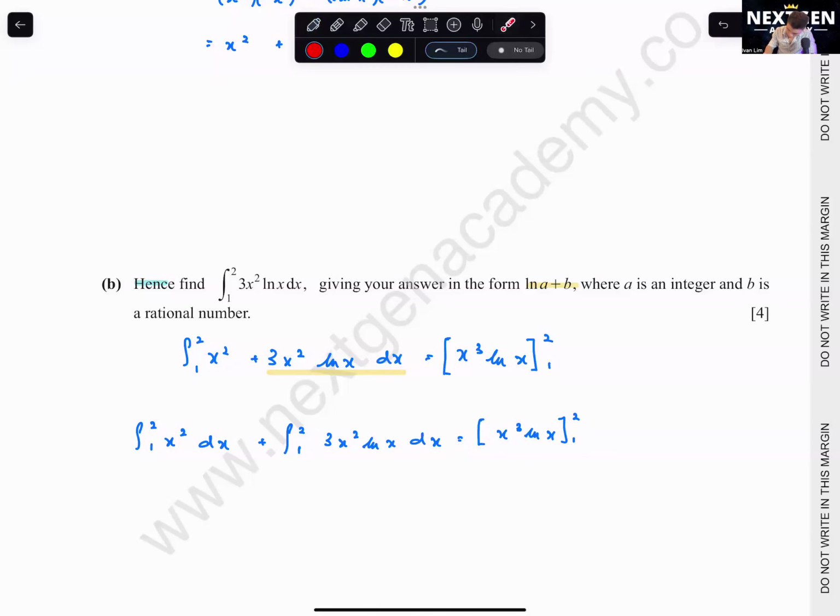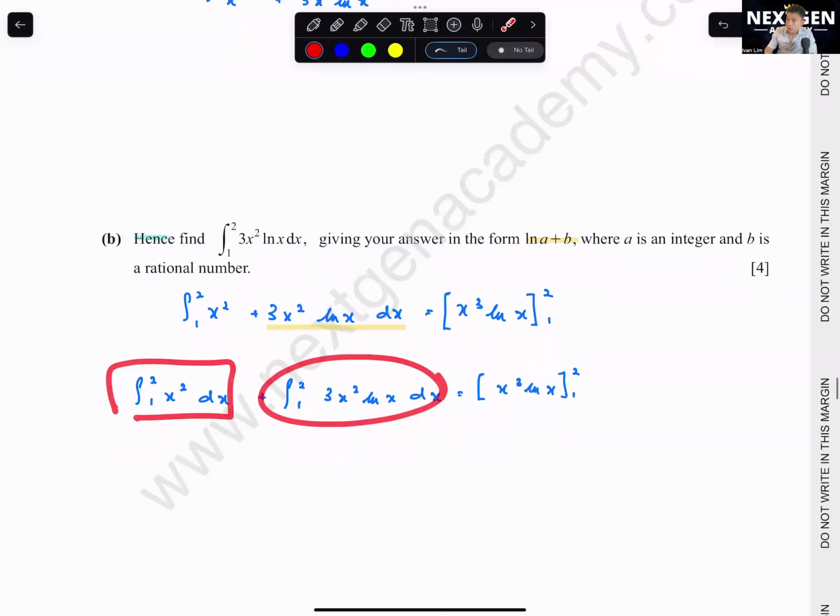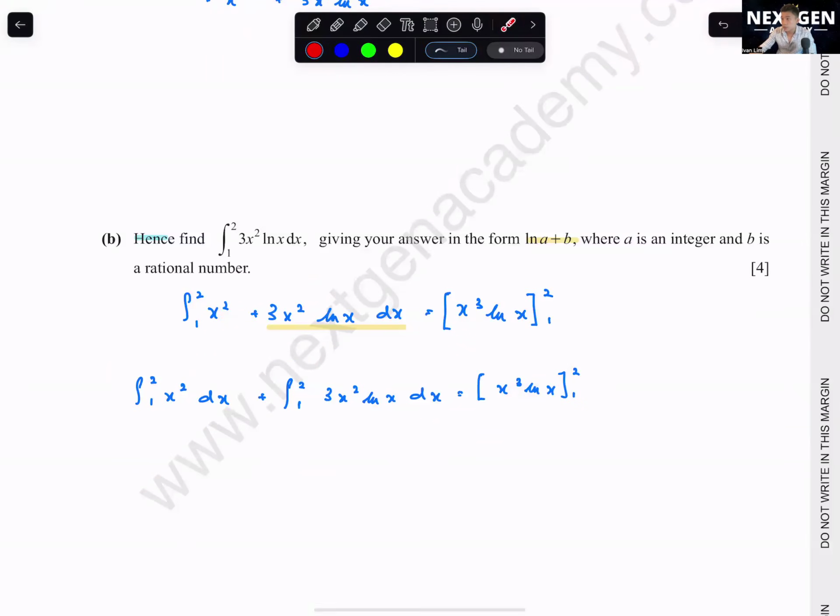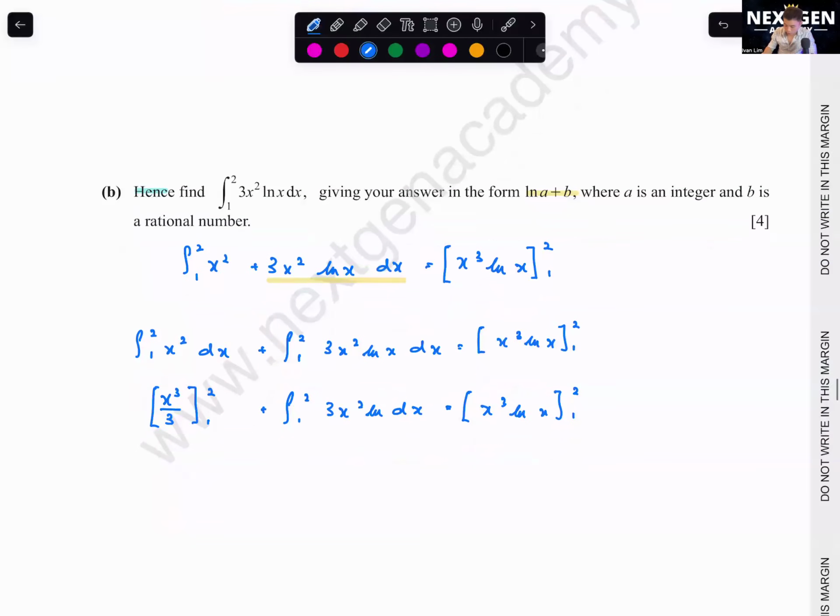Then this one, don't touch it. We want to integrate this part only. x squared will become x cubed over 3, 1 to 2. Okay, you can bring it to the right hand side if you want. This one x cubed ln x, 1 to 2. Okay, we sub it in. So we sub the 2 and 1 here.